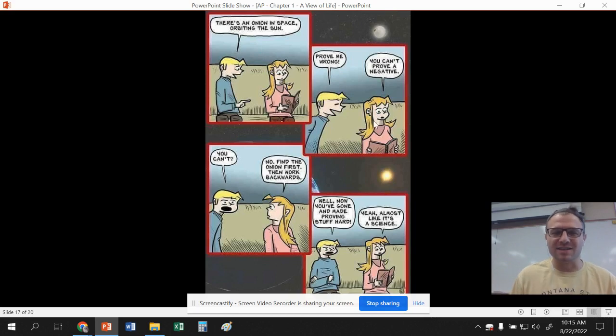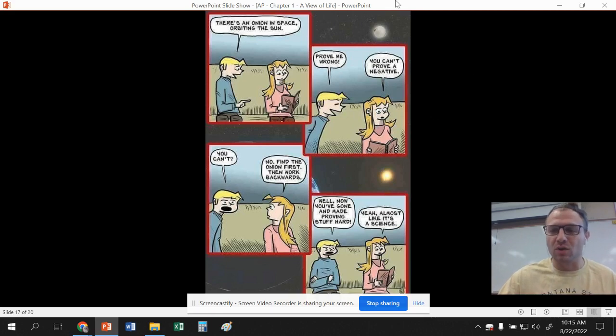I like this meme, or this cartoon, because it kind of shows what science is like. There's an onion in space orbiting the sun. Prove me wrong. You can't prove a negative. That's true. You cannot prove a negative. It's just not how science works. It says you can't find the onion first, then work backwards. Well, you've gone and made proving stuff hard. Yeah, almost like it's science. Yeah, again, you don't prove things in science, but you support them with evidence, and it's a tough field, but it's a rewarding field.